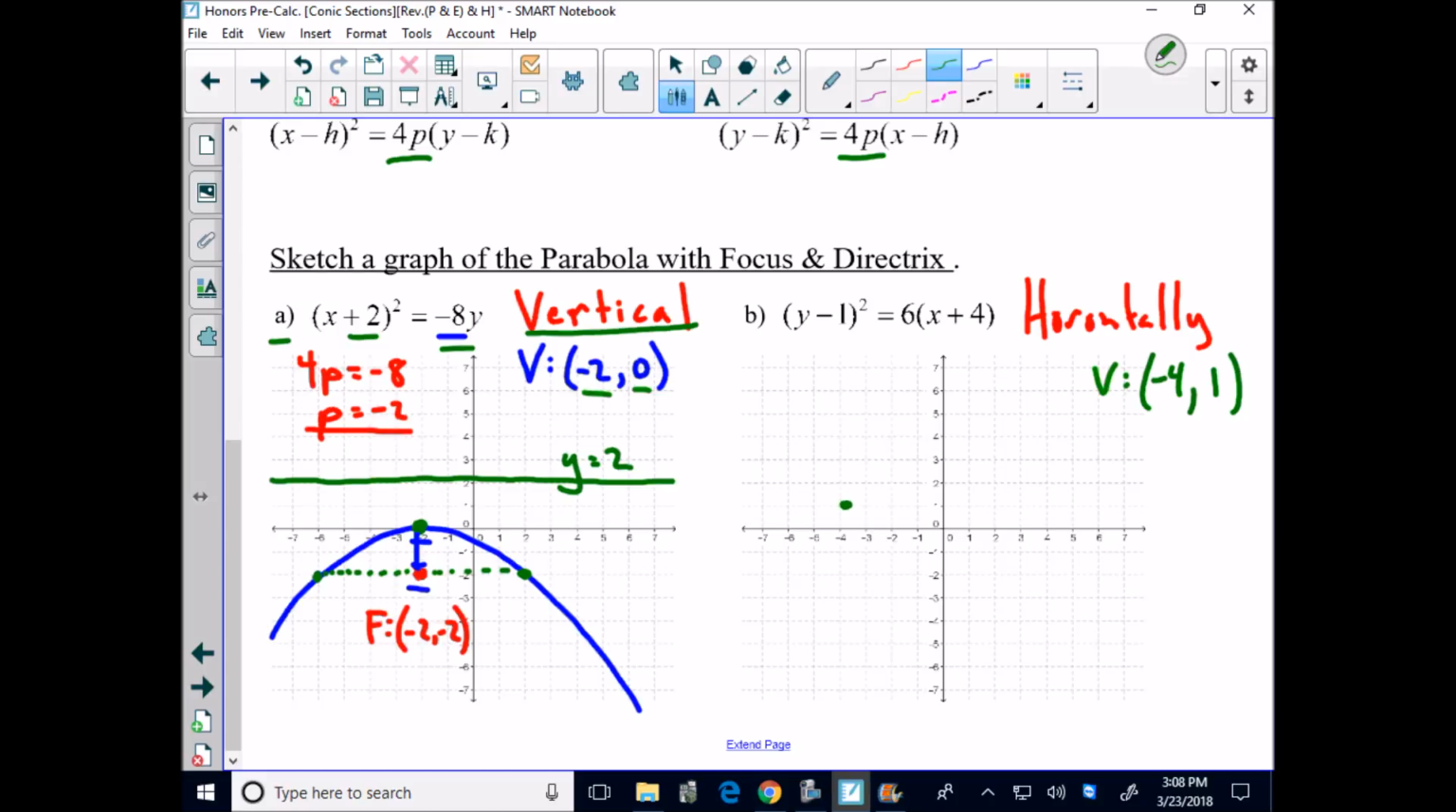And we can go ahead and get that focal length by taking the coefficient that we're multiplying the x expression by, 6, and setting it equal to 4p. So right here we can say 4p equals 6, and that gives us a focal length of p equals 1.5. Now that's a positive 1.5, so that means that we're going to be going 1.5 horizontally in the positive direction to get our focus.